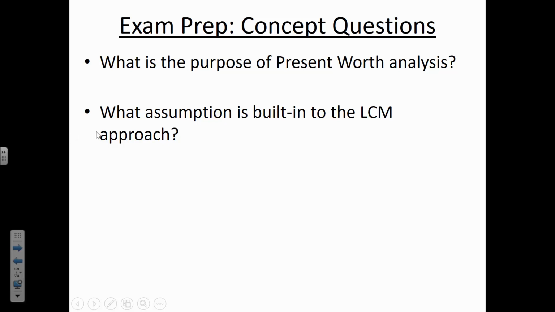Because here I don't ask what LCM stands for. I'm asking what assumption is built in. So what is the assumption when we are repeating the cash flow diagrams? What are we assuming? Repeatability. Repeatability, that's right. And so we're assuming that the item can be purchased again in the future and generate the same revenues in the future as it did during the first cycle. So that's kind of the inherent assumption that's baked into the LCM approach.